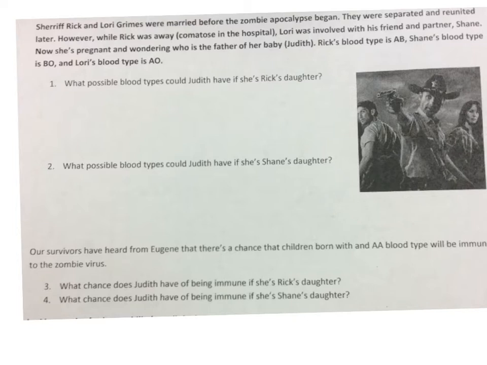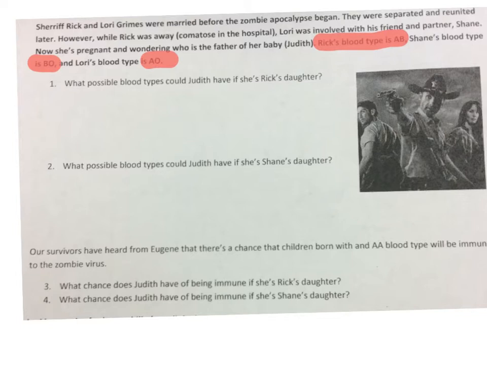So, what we're looking at today is starting with blood types. And as we remember, hopefully from class, blood typing is an example of codominance. As I read through my problem, I'm looking at figuring out who's the father of the baby for Lori, whether it's Rick or Shane. Rick's blood type is AB, Shane is BO, Lori is AO. So those are my blood types.